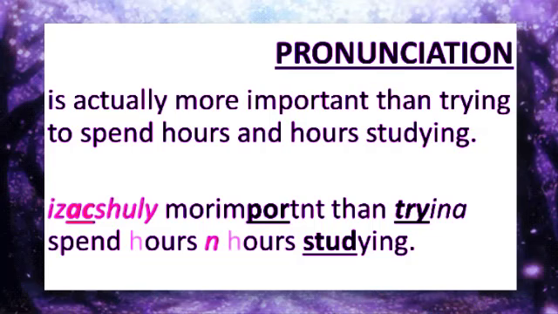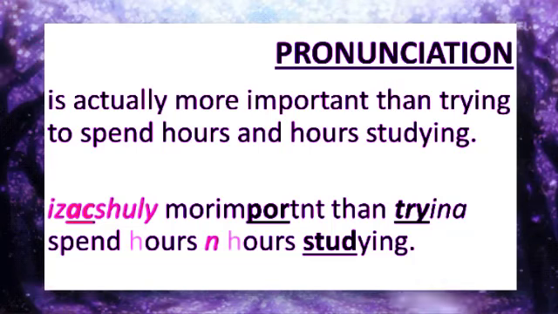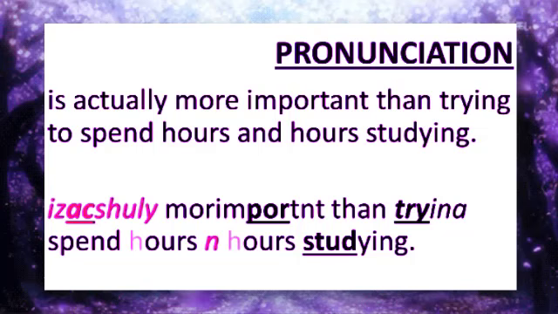Is actually more important. Now here you can see that the words is and actually kind of blend together, and I illustrated the pronunciation of the word actually. We don't say actually or something like that. We say actually, is actually. Then we have more important. The word more kind of runs into the word important, and the last syllable of important kind of gets reduced. We don't say important. We say important. More important. Then try and spend.